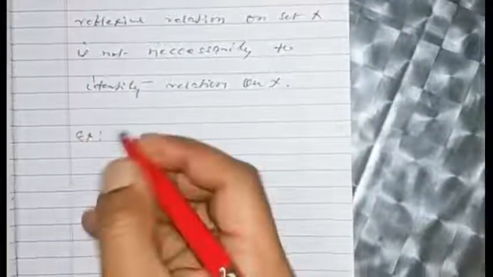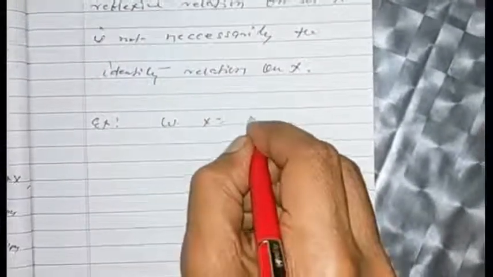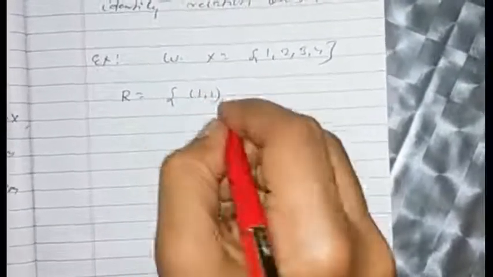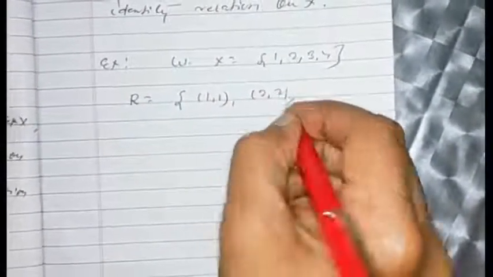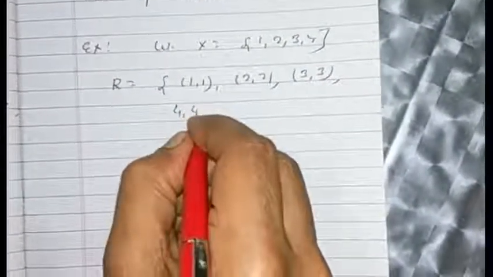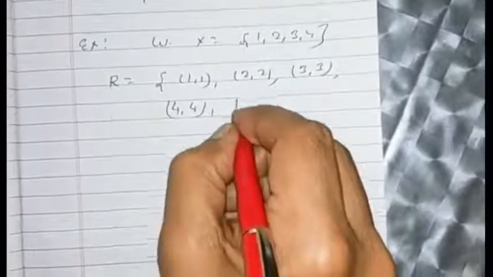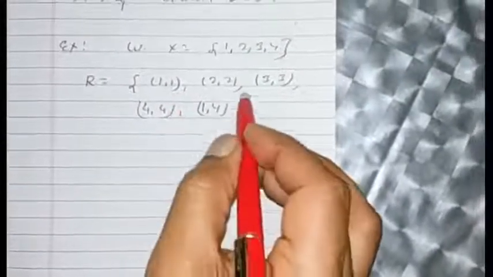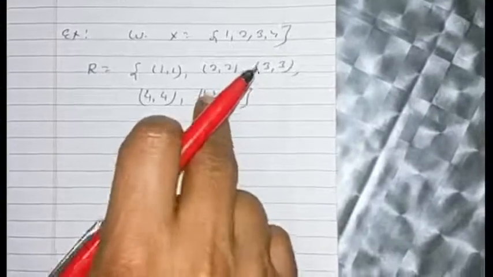Example: let X is equal to {1, 2, 3, 4}, and R is equal to {(1,1), (2,2), (3,3), (4,4), (1,4)}. Here we see that R is a reflexive relation but not an identity relation.